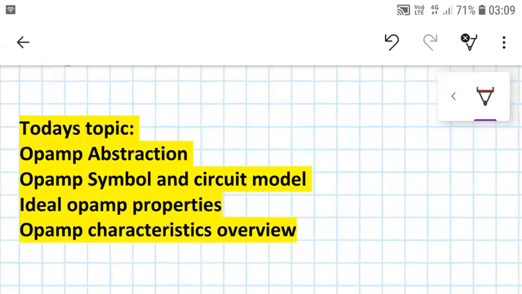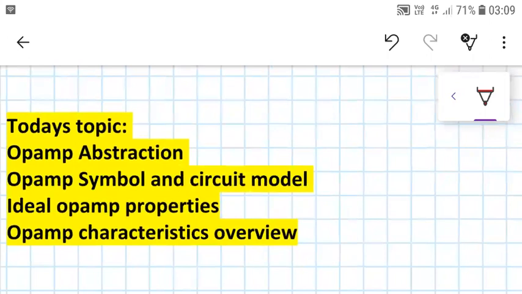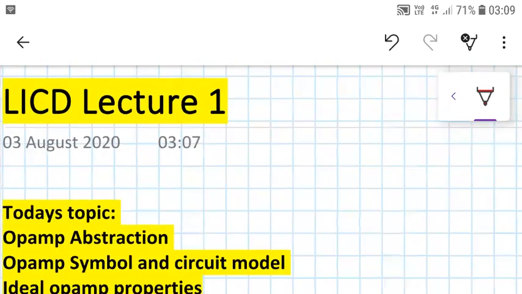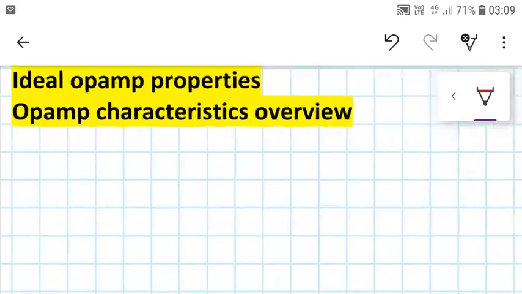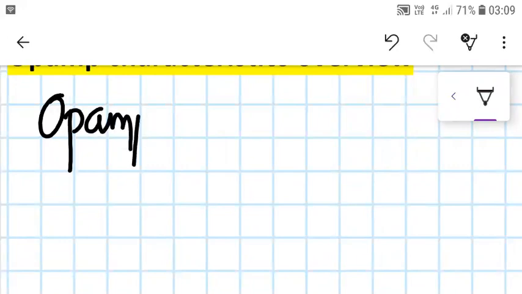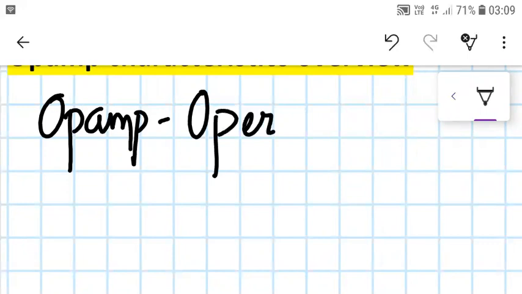Today's topic of discussion will be Opamp abstraction, Opamp symbol and circuit model, ideal Opamp properties, and Opamp characteristics overview. So let us directly start with the topic. First we will see what we mean by Opamp. Basically, Opamp stands for operational amplifier.